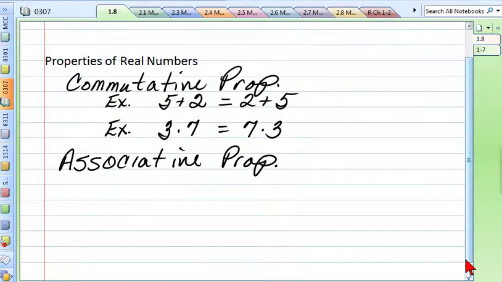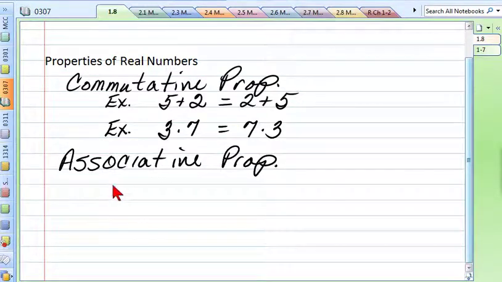Do you remember as a youngster, almost everybody's parents at some point said, I don't like you associating with those kids. They're going to be a bad influence on you. In other words, they didn't want you hanging out with that group of people. They wanted your group to change. The associative property says you can change groupings without changing values.